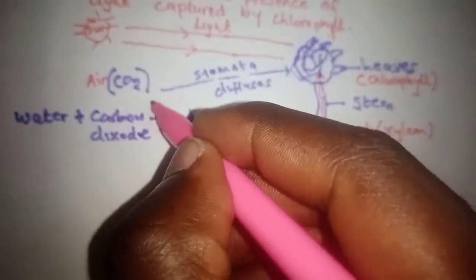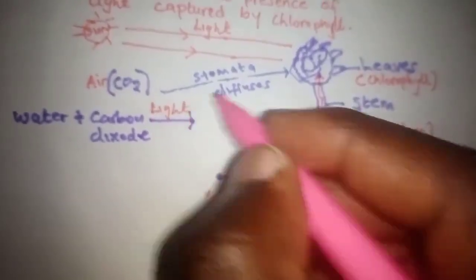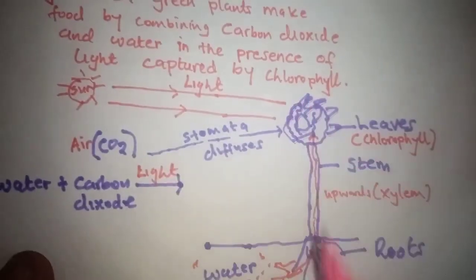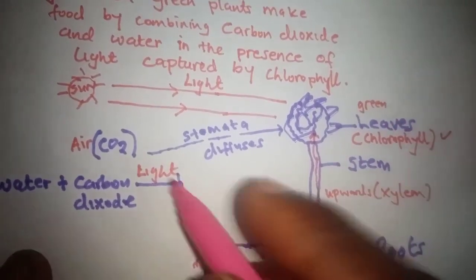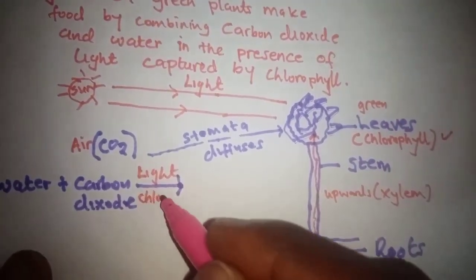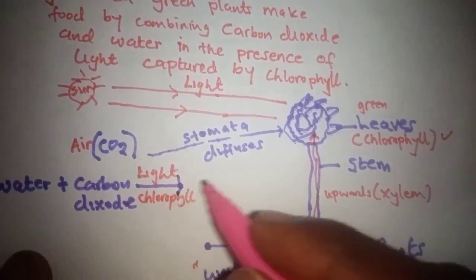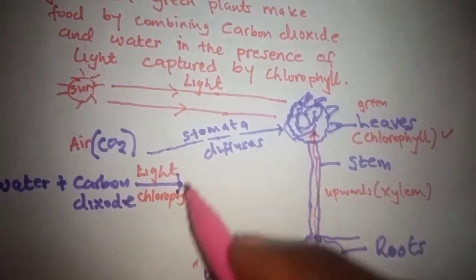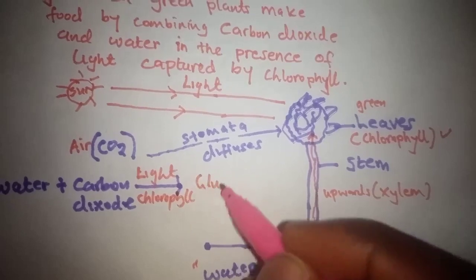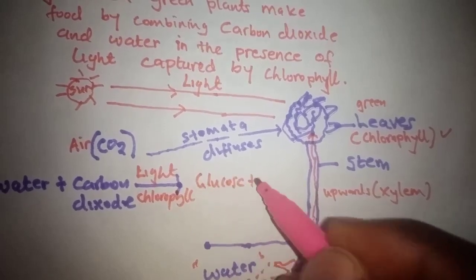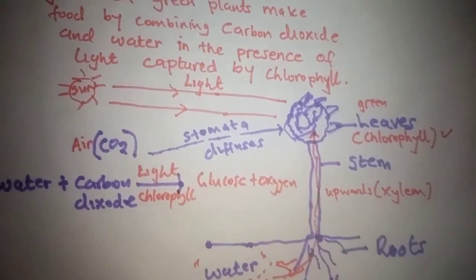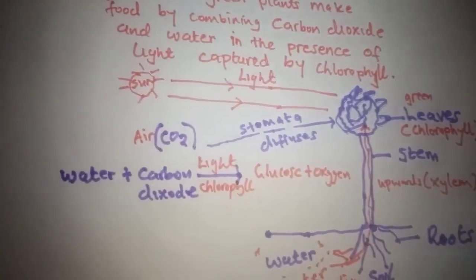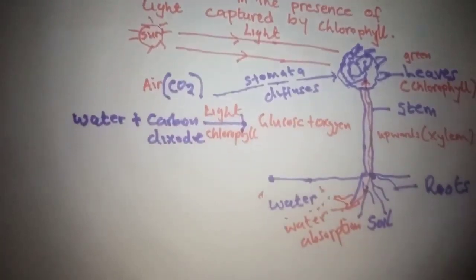We have light here, and we know these are what? These are green leaves, so they have chlorophyll. Okay, and then here you are going to form glucose plus oxygen. Okay, so this is what will definitely take place.